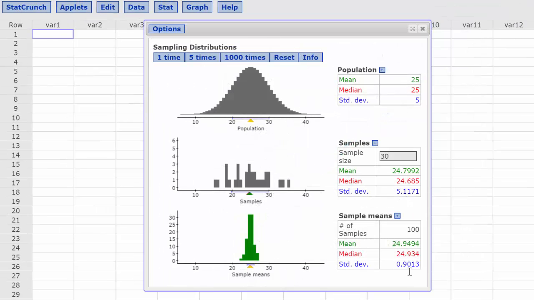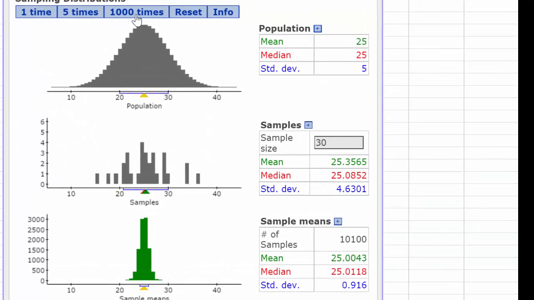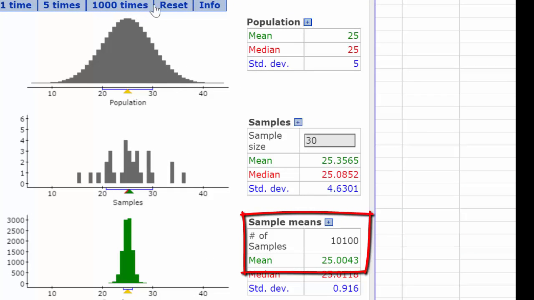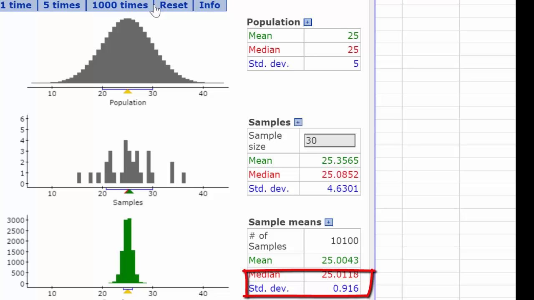Now take 1,000 samples at a time until you get to 10,100 samples. Okay, so notice I have 10,100 samples. How does the mean and standard deviation of the sample means compare to the mean and standard deviation of the population? So I have a mean of 25.0043, very close to 25. The standard deviation is 0.916, which is very close to 5 divided by the square root of 30.